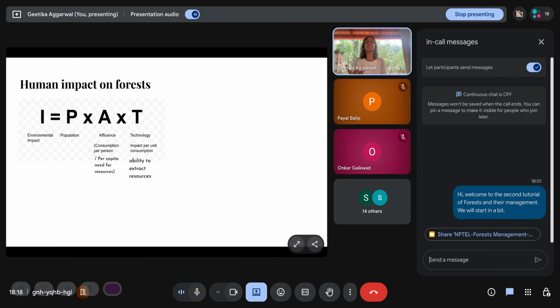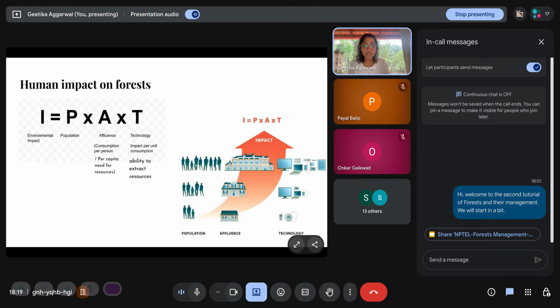So, how many resources are needed, say, per individual? If you're talking about population size in terms of numbers of individuals, then how many resources are required by one single individual? And then there's T, which is technology, which says how much ability we have to extract these resources, and how much impact per unit consumption can have on the forest. So, how much are we destroying the forests per unit consumption of the resources, right? This is a very important equation for measuring human impact on forests.